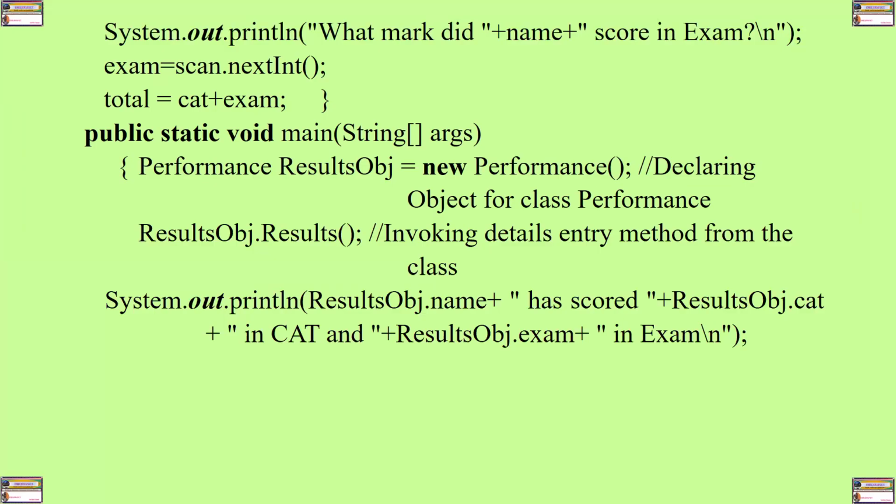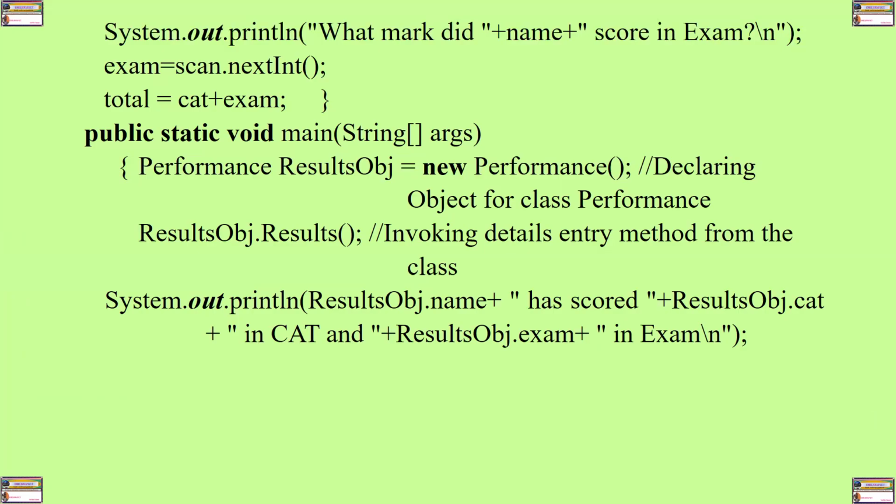So the content of that data member will be read, then it will be displayed on the screen, followed by the text as scored. Then the processor will pick the content in the data member called cat, which can be accessed by the object called results object. Then it will display in cat end. It will then pick the content in the memory location called the exam through the object resource object, display it at this point, and then add the text in exam.